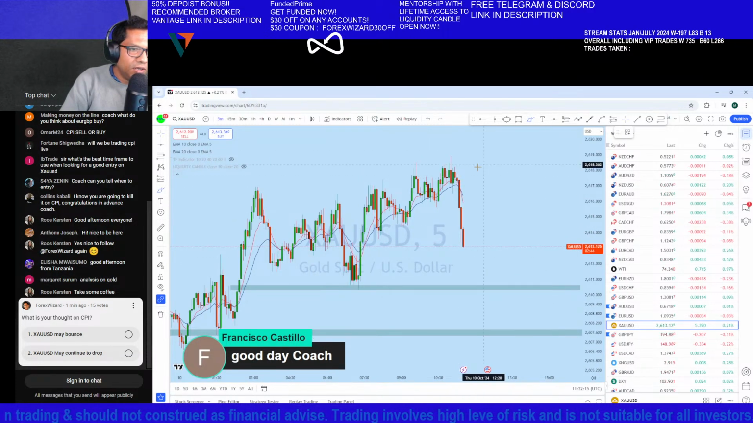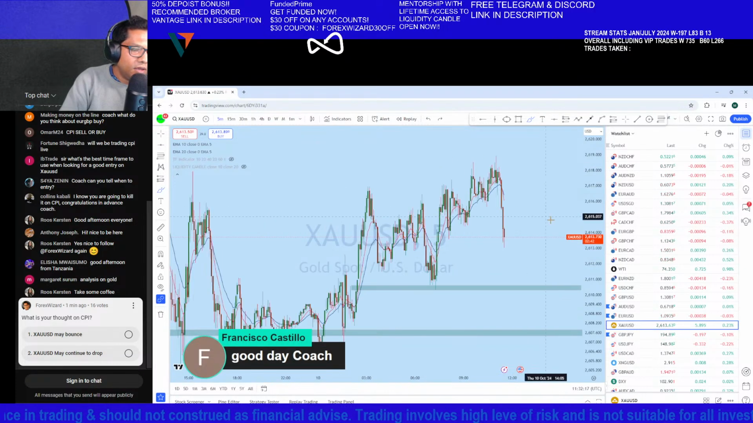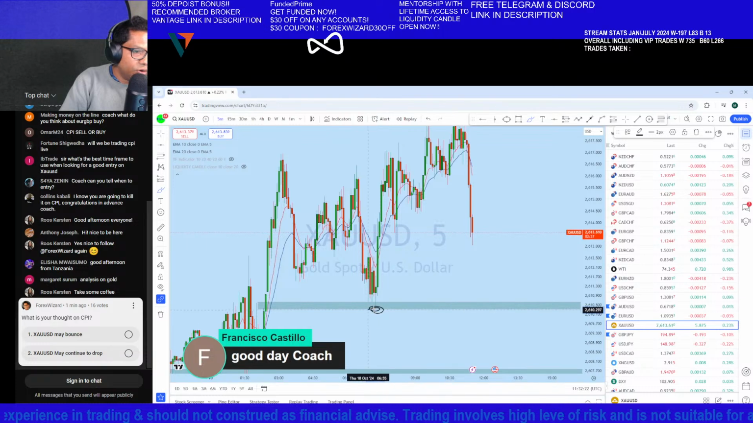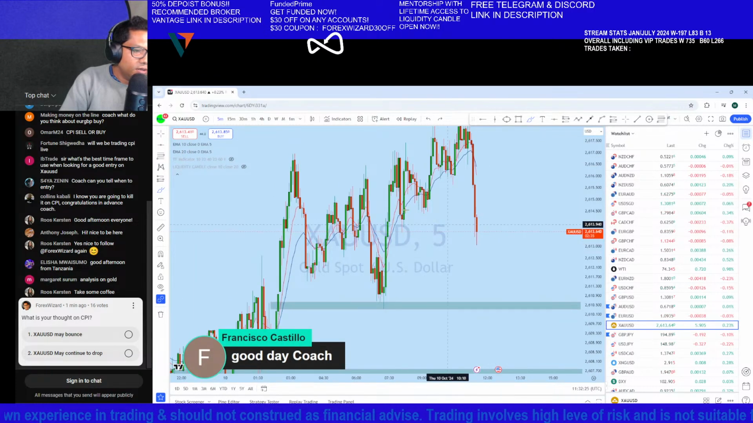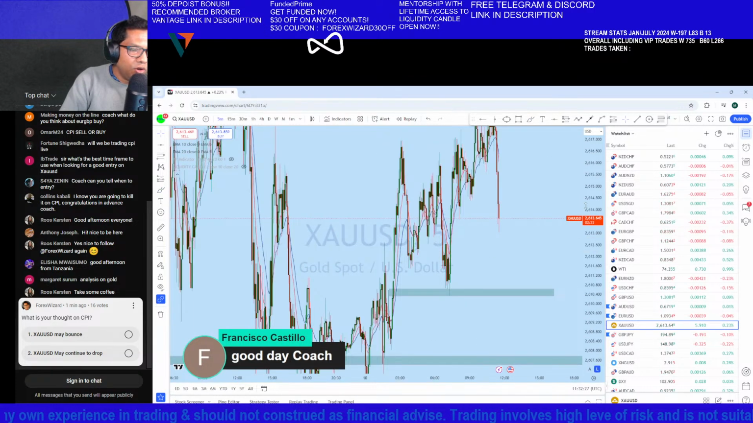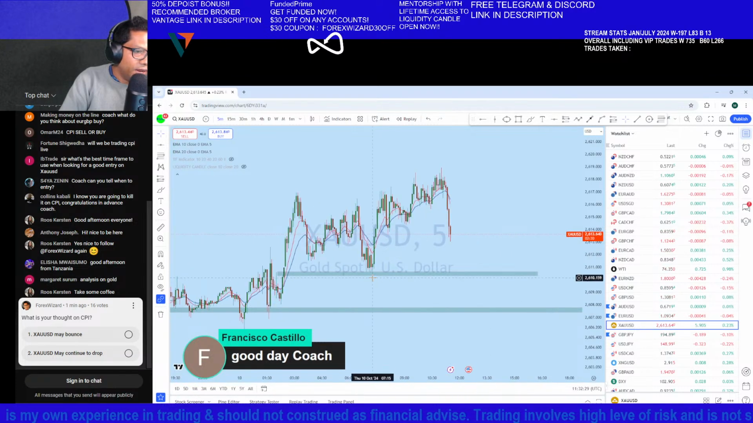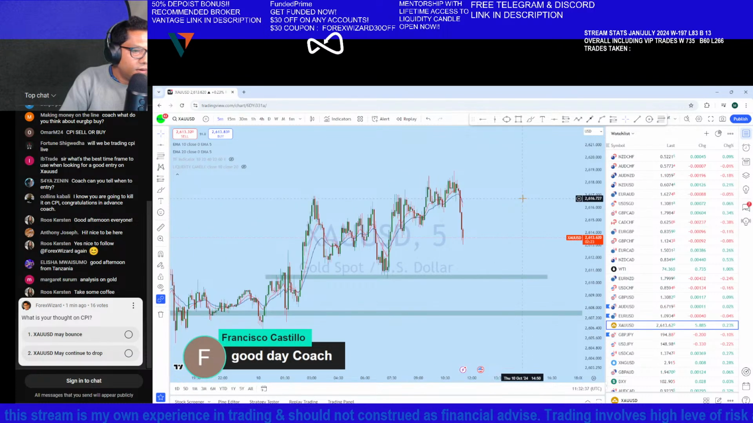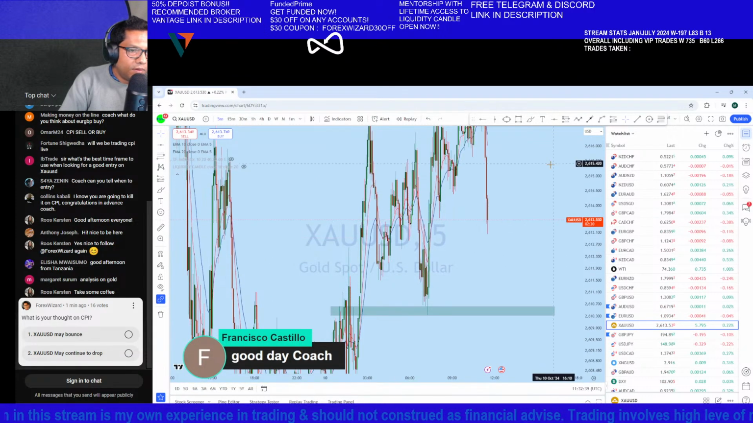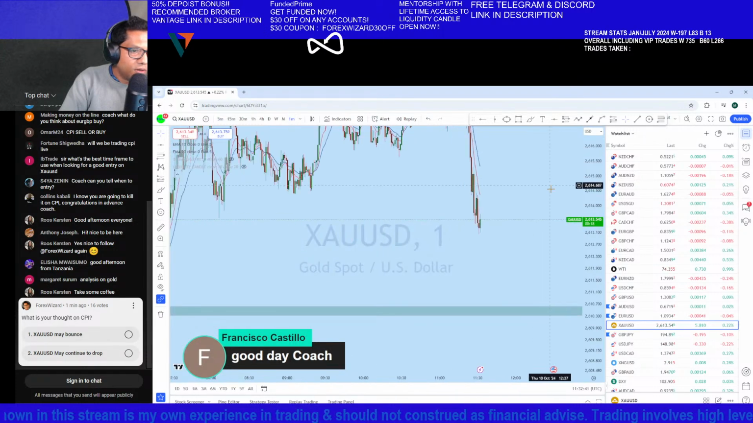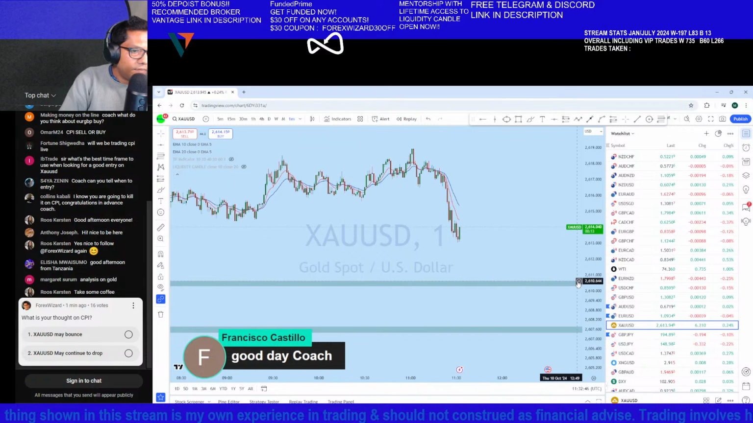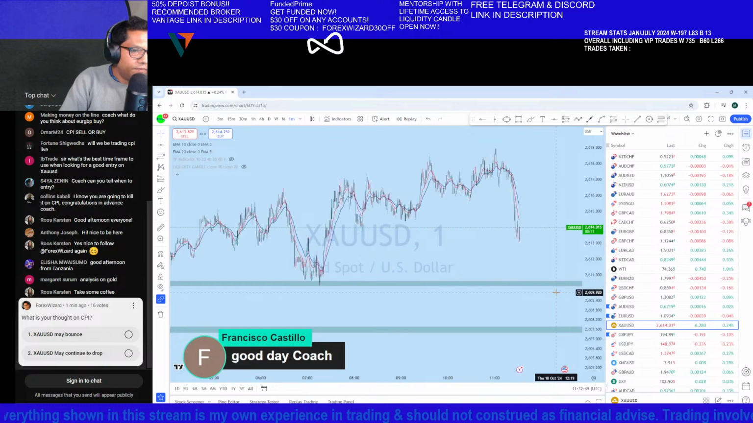We can see a pretty massive drop here, and with the drop we can see this is an important support, guys. If we look at this market breaking below the support, where there is also an order block, and with that order block, we can look for a further drop.